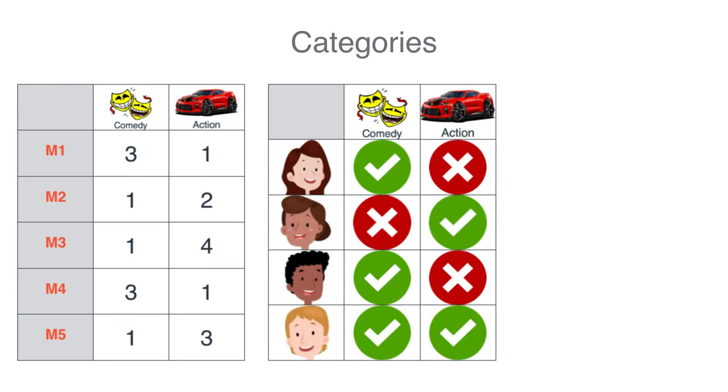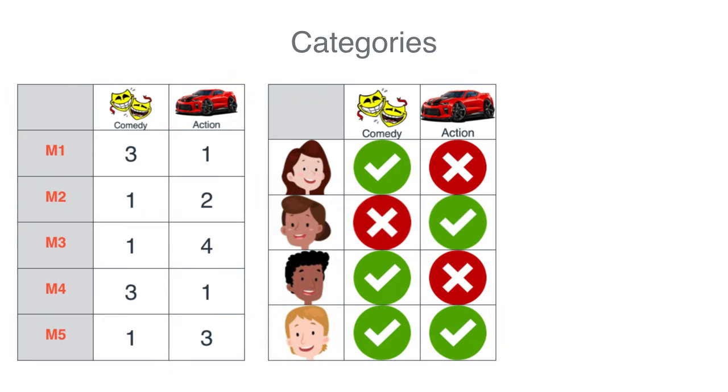So let's look at the 2 tables. The table on the left is the scores for each movie based on comedy and action. So for example, the first movie has 3 in comedy and 1 in action, and so on. And the second table has the preferences of each person. Do they like comedy and do they like action? So for example, Anna, the first row, likes comedy and dislikes action, and so on.